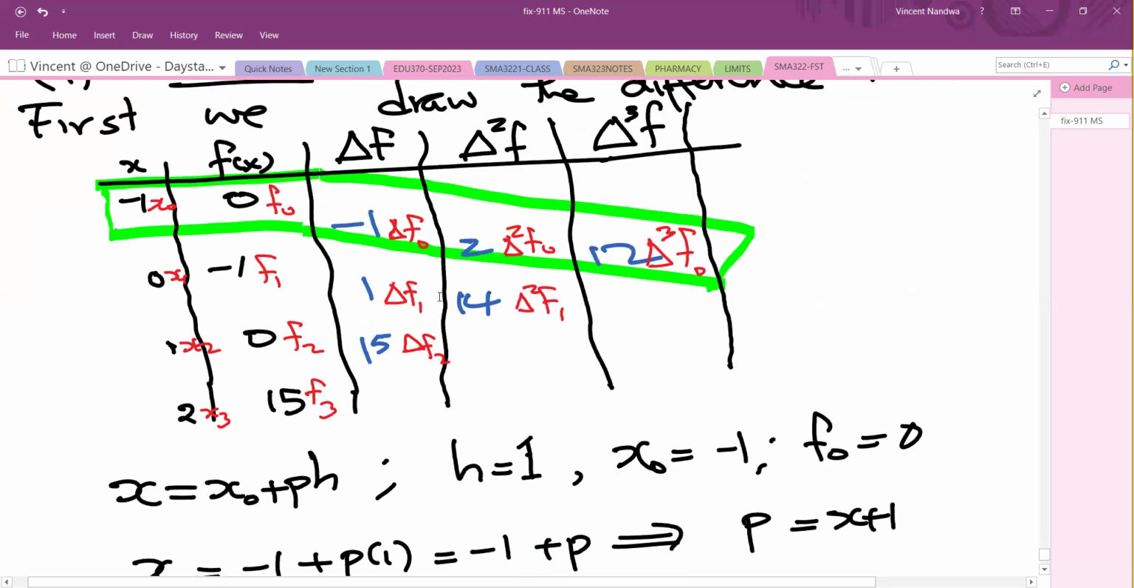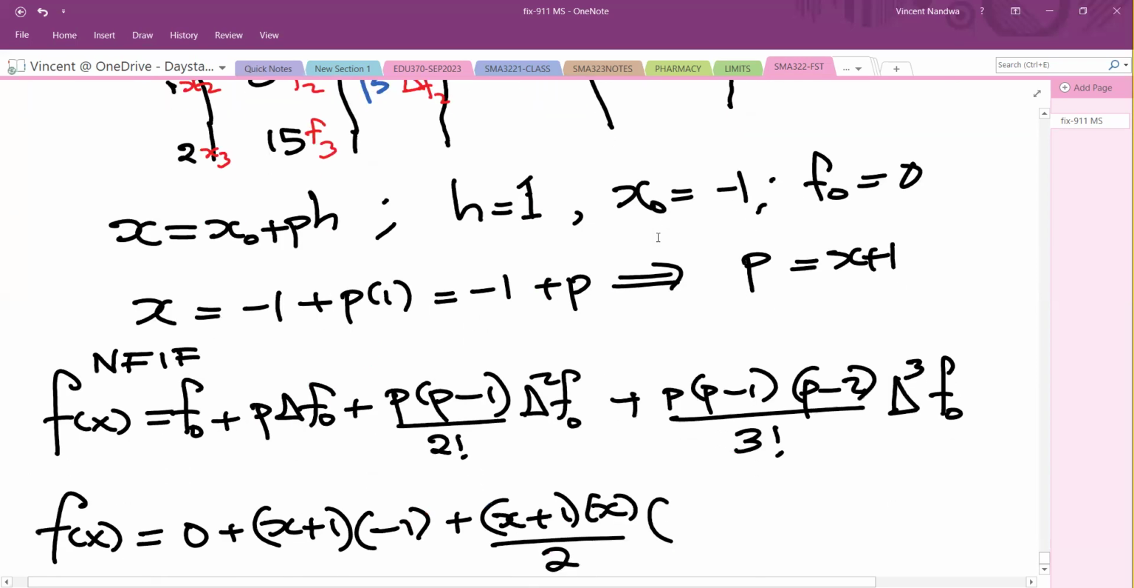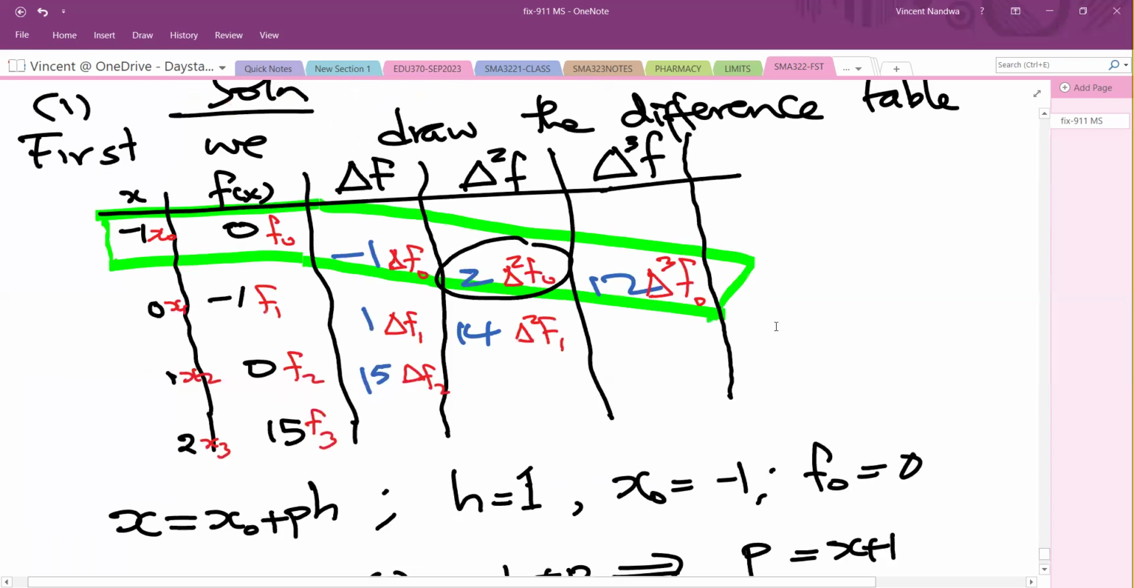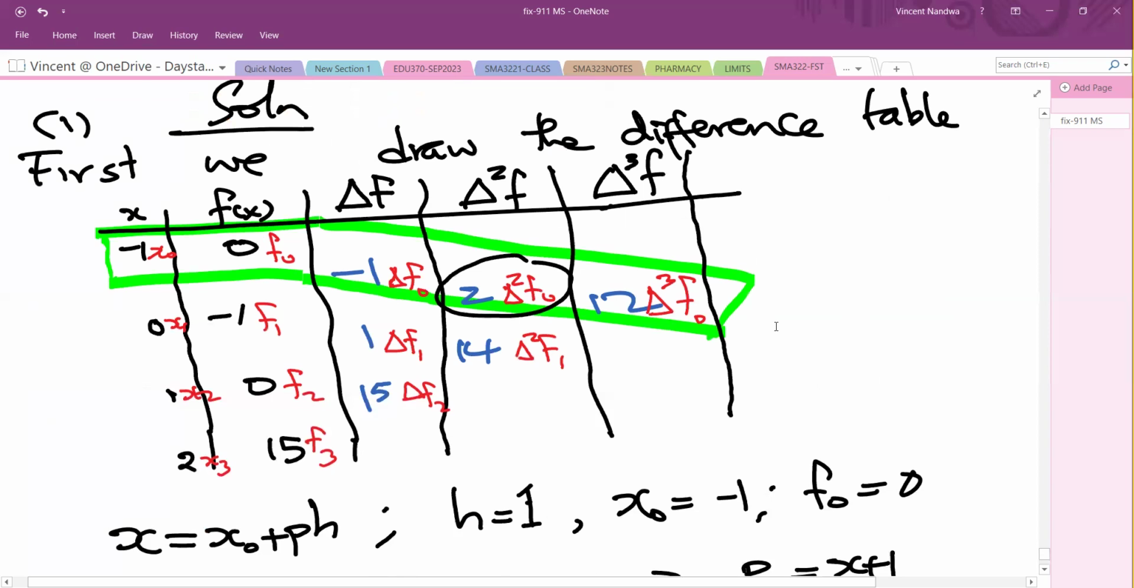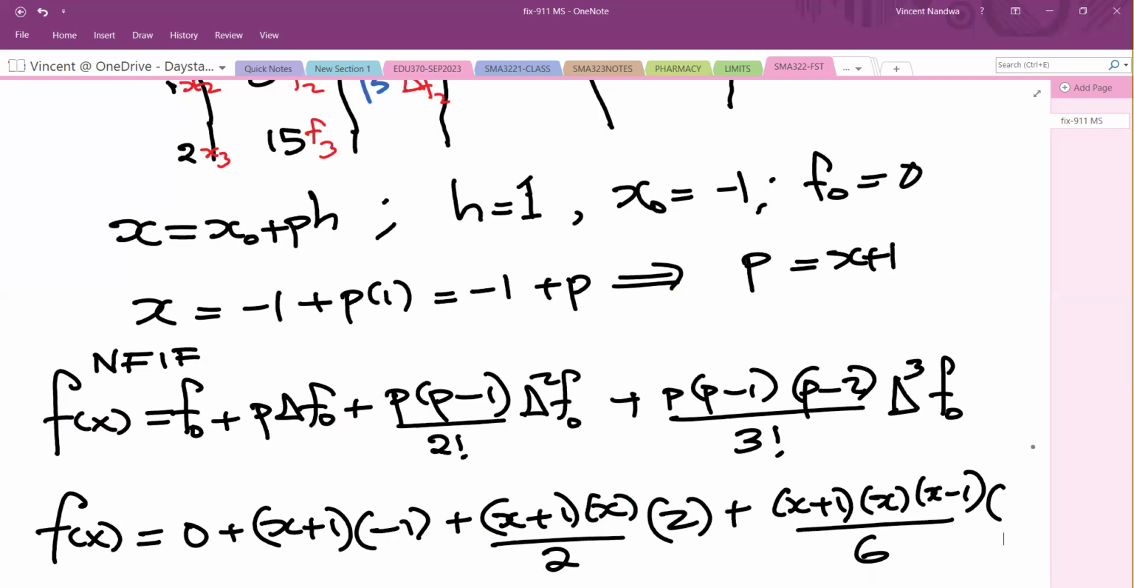You should be able to see the diagonal here. You read this value along the diagonal. So this is the value we are referring to. So 2. So 2 plus p is x plus 1. P minus 1 is x. P minus 2 is x minus 1. 3 factorial is 6. What is the third forward difference of f naught? 12. So I put 12 here.